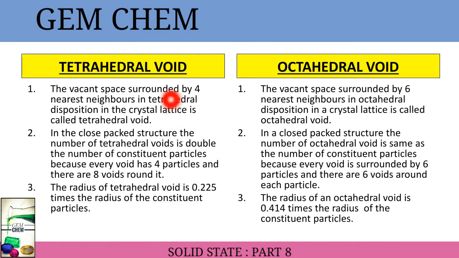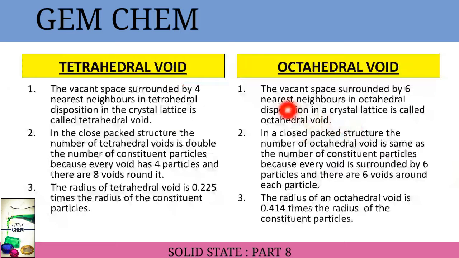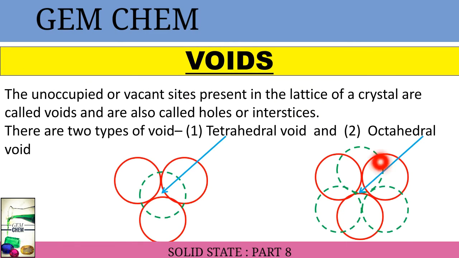Tetrahedral voids are the vacant space surrounded by four nearest neighbors in a tetrahedral disposition in the crystal lattice, and this is called a tetrahedral void. We can see that this void is surrounded by four particles. Whereas the octahedral void is the vacant space surrounded by six nearest neighbors in an octahedral disposition in a crystal lattice. So there are six neighboring particles present around this particular void.